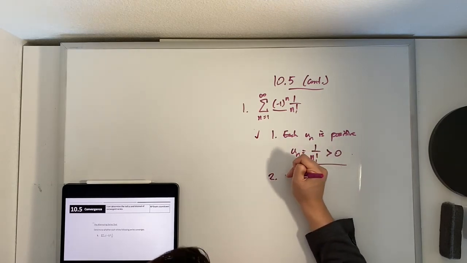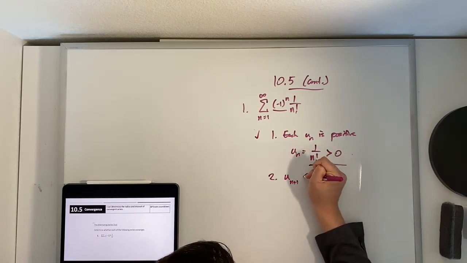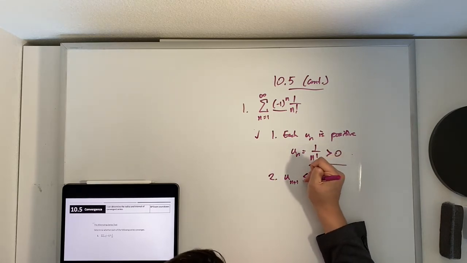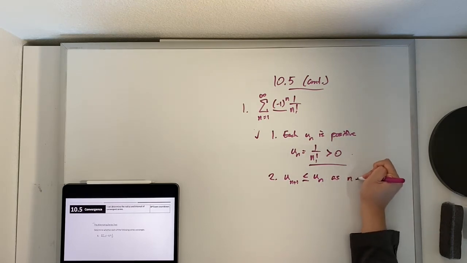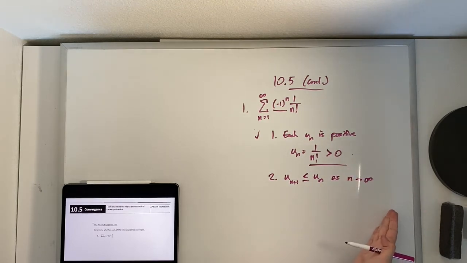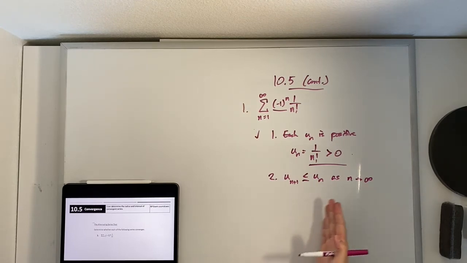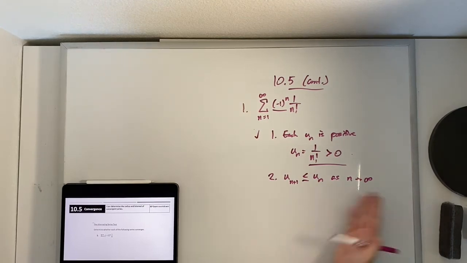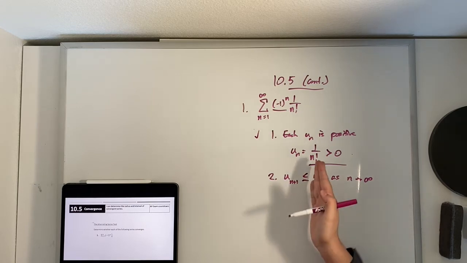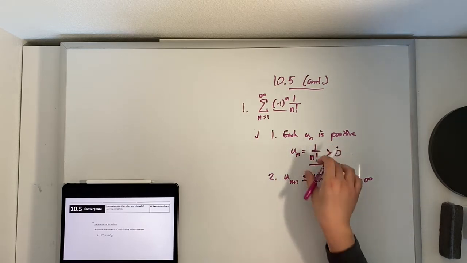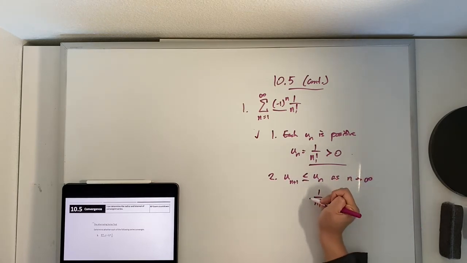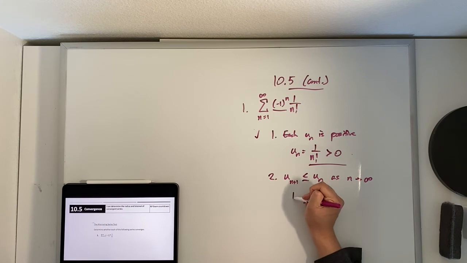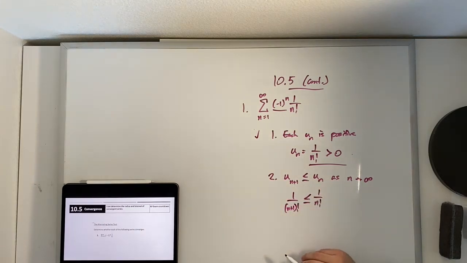Okay, our second criteria. Here's where things get a little dicey. We need to show that each successive term is smaller than the one before it for the entire series. Okay. In other words, let's use the actual value that we have for this series. U sub n is 1 over n factorial. And we need to show that 1 over n plus 1 factorial is always less than that. Okay.